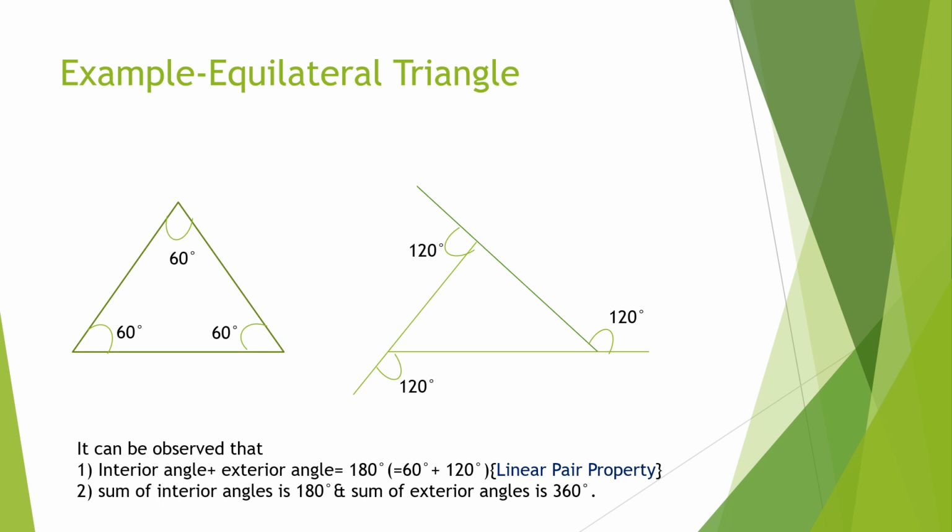We can take the example of an equilateral triangle in order to understand the angle sum property. See, interior angle plus exterior angle is always 180 degrees, which can be understood by the linear pair property, and interior angles are 60 degrees each for an equilateral triangle. So exterior angles will become 120 degrees each for an equilateral triangle, and adding these 3 times we will get 360 degrees. So the sum of interior angles is 180 degrees and the sum of exterior angles is 360 degrees for an equilateral triangle.